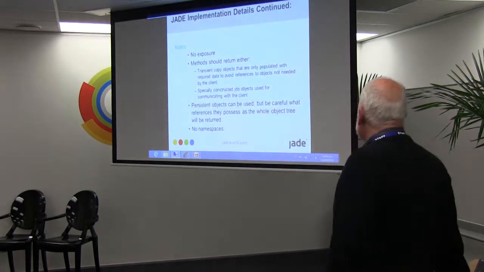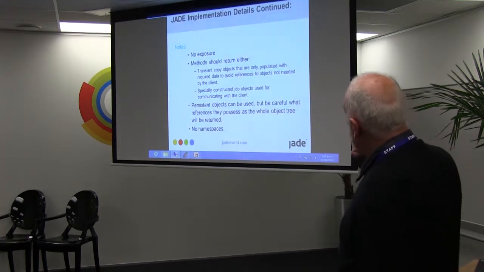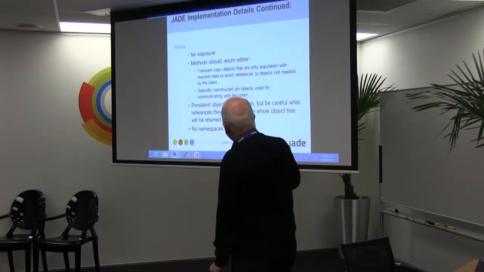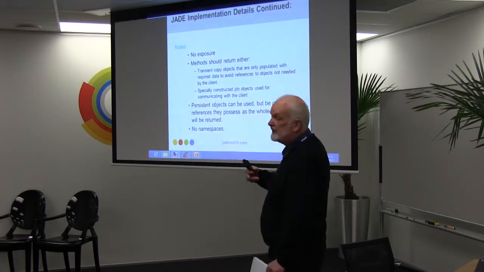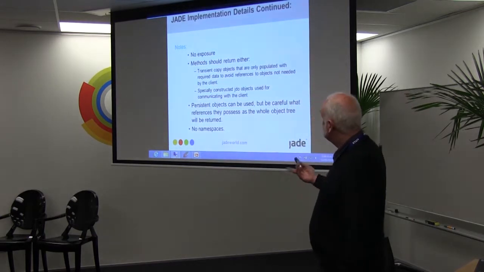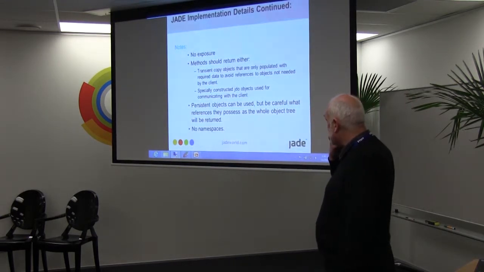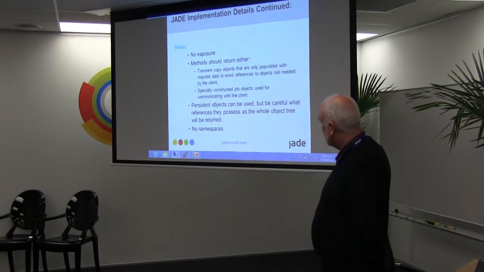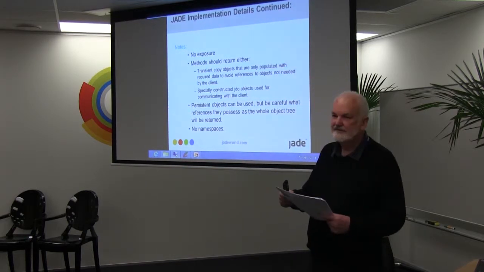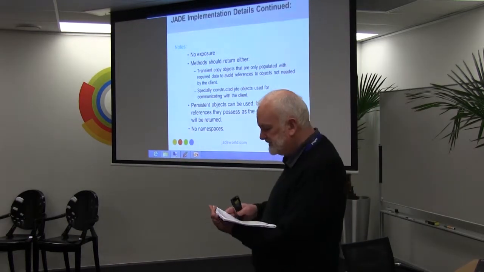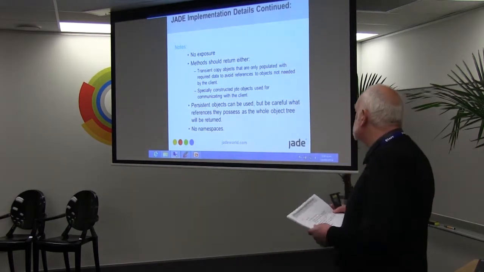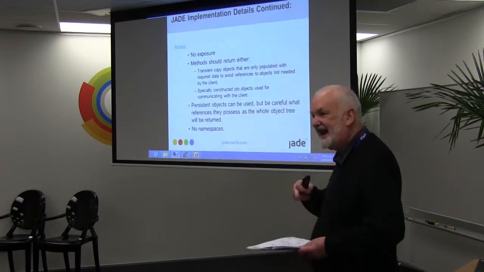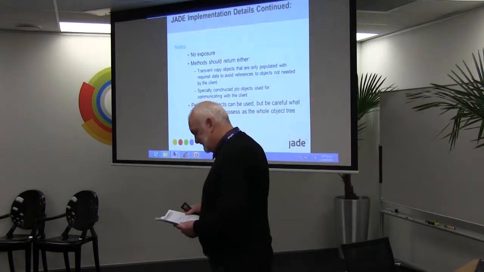When there's no exposure, methods should return either, well, it's up to you how to design it, but transient copy objects that are only populated with the required data is one option. Special Jade data objects is another option. You can send the persistent objects, but you have to be very careful about what they point to. And there's no namespaces in REST, which affects your C# code. It just means you have to define the definitions at that end saying no namespaces.